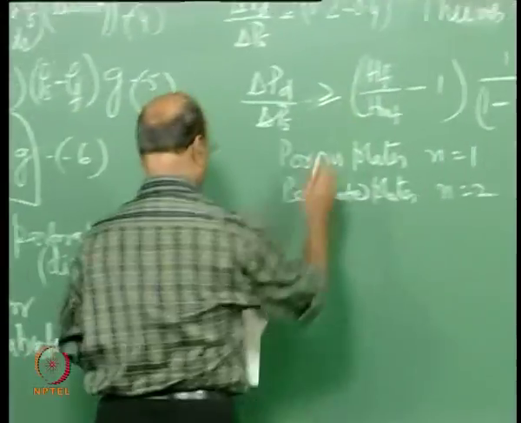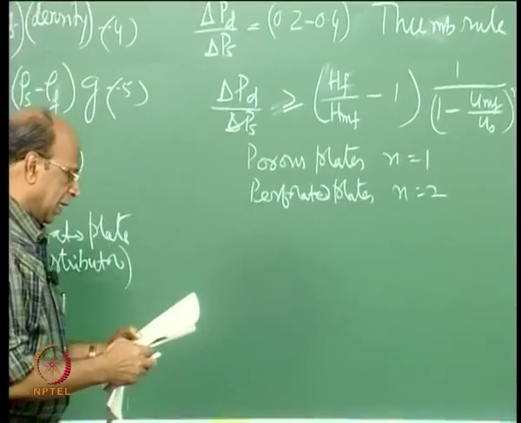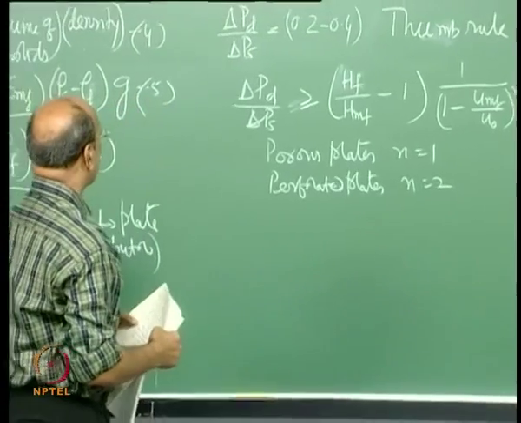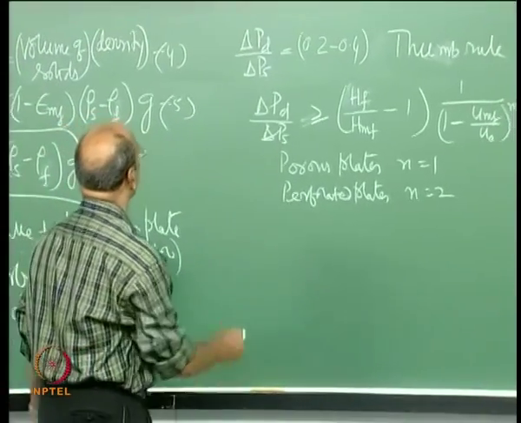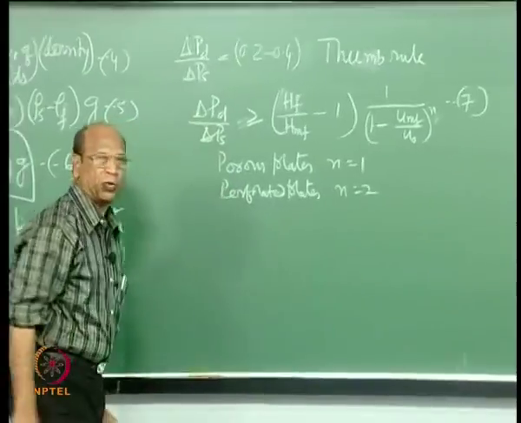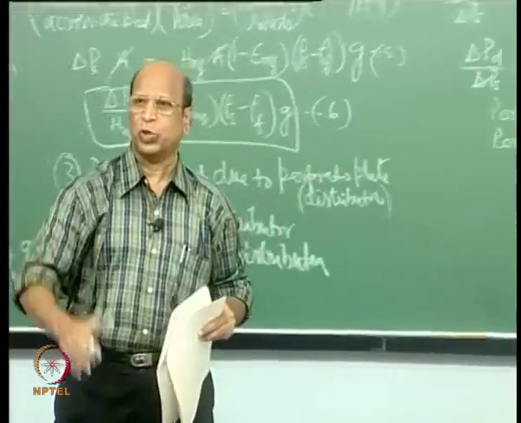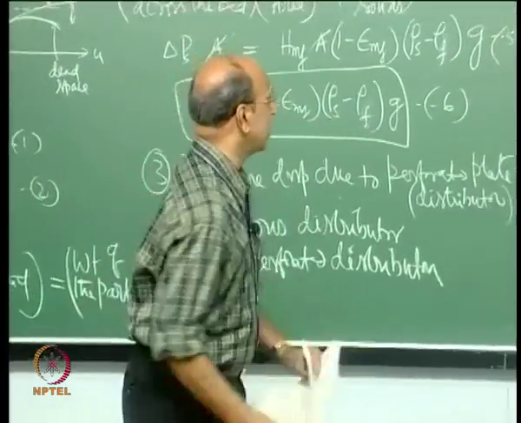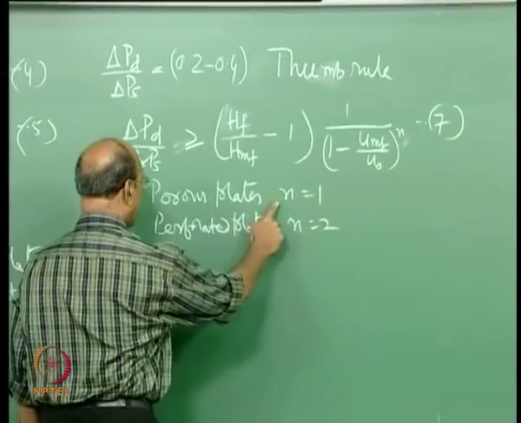So, this is the one equation, and there is another thumb rule saying that if you are very close to UMF, you just use only 0.15. Those are all details which we do not have to discuss. This is what you can just remember for porous plates and perforated plates.